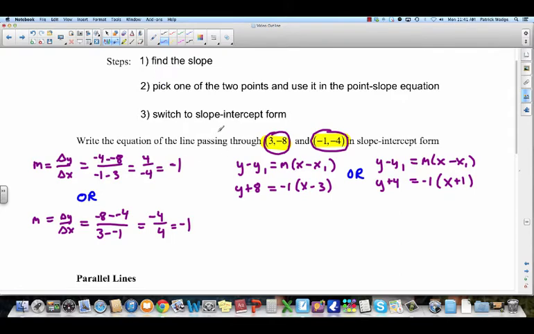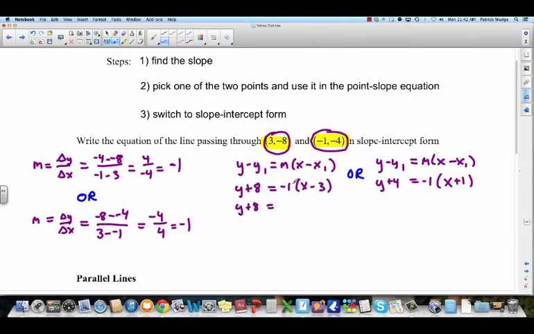Step 3, we're going to change it into slope-intercept form. So notice again that the point-slope equations are different, but when we change them into slope-intercept form, we should get the same thing. We will get the same thing. So let's do that. So the first thing we could do is, I'll do it over 2 steps. So I'm going to leave the plus 8 over here, y plus 8.